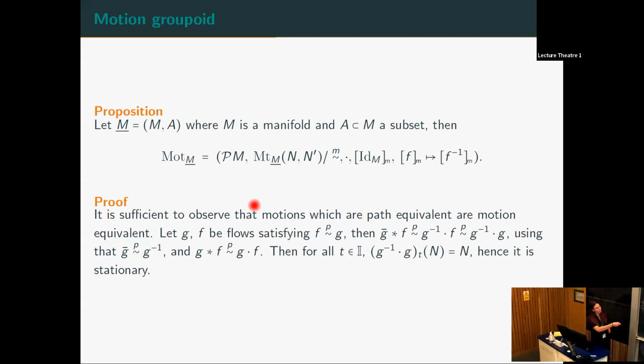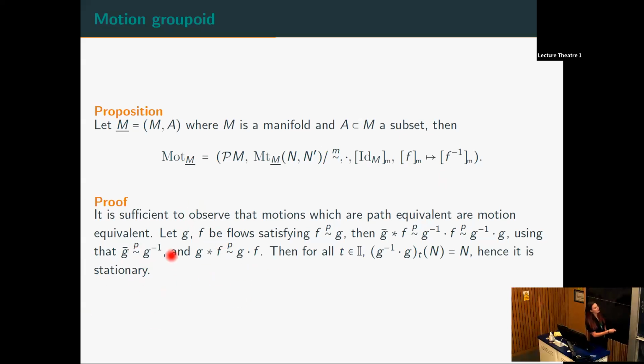So if G and F are flows which are path equivalent, then if we look at G bar star F, this is path equivalent to G^{-1} dot F using the proposition we had before that said that the star composition is path equivalent to the dot composition and the bar is path equivalent to the inverse. And then this is path equivalent to G^{-1} dot G using the assumption that F and G are path equivalent.